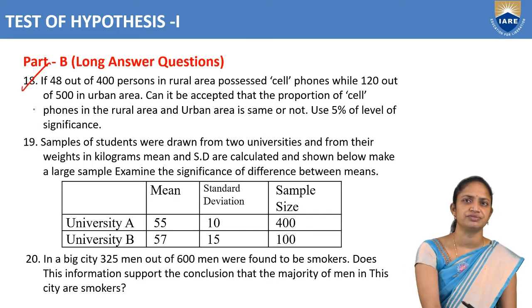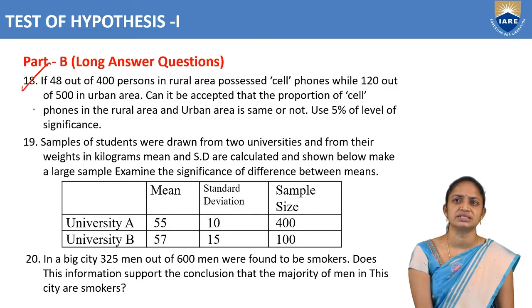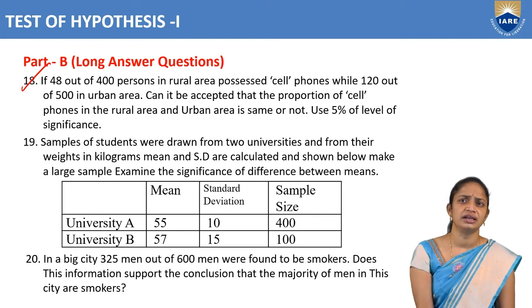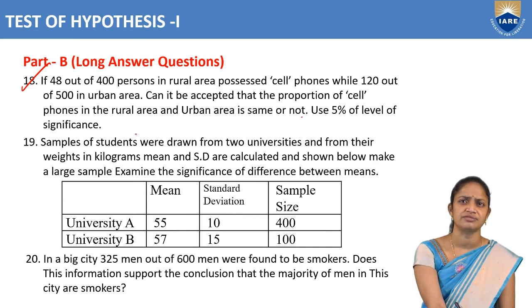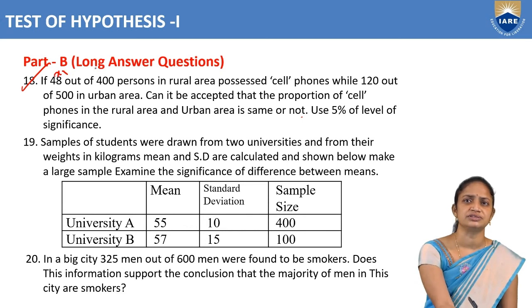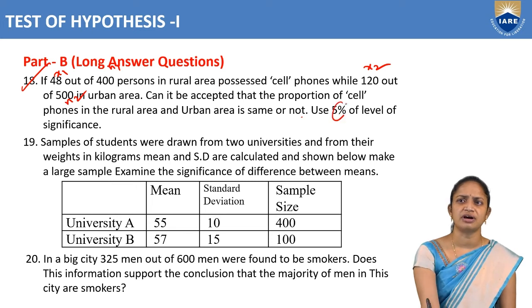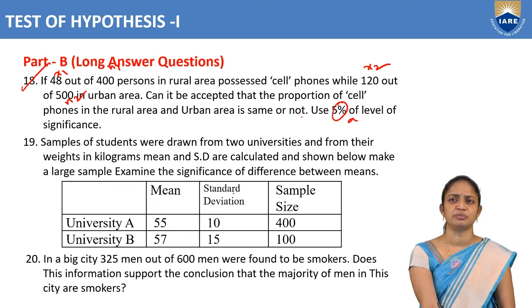So now coming to the next question, if 48 out of 400 persons in rural area possesses cell phone, while 120 out of 500 in urban area, can it be accepted that the proportion of cell phones in the rural area and urban area is same or not? Use 5% level of significance. So here also we have to use same formula. So this is X1, this is N1 and this is X2 and this is N2. And here alpha value is 5% and Z alpha will be 1.96.